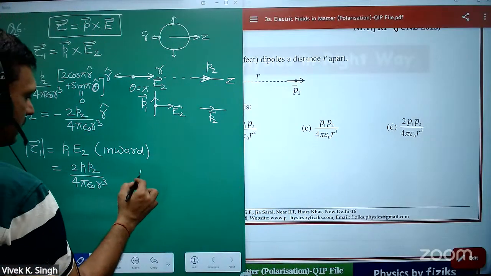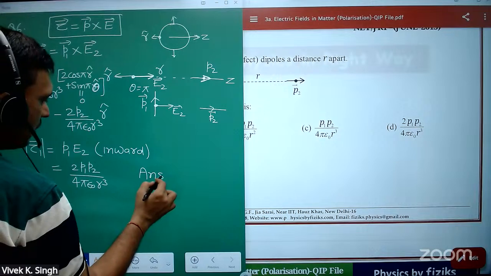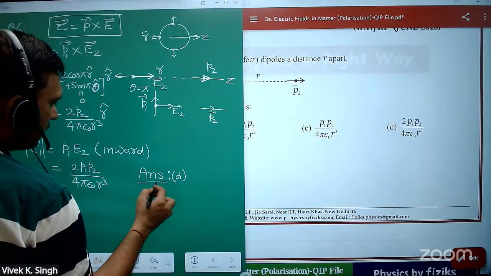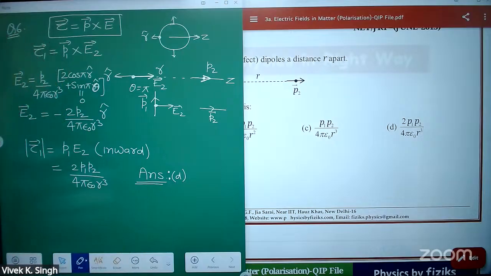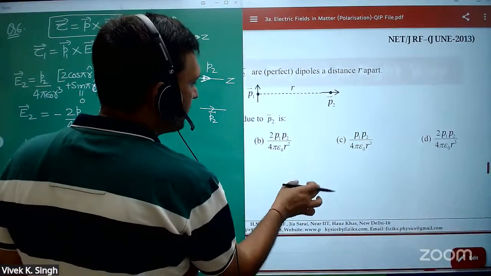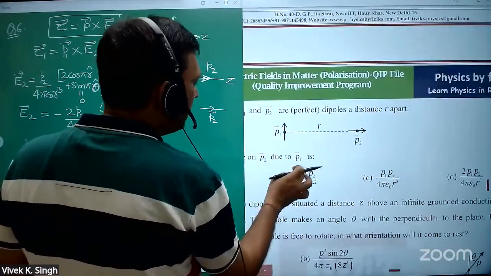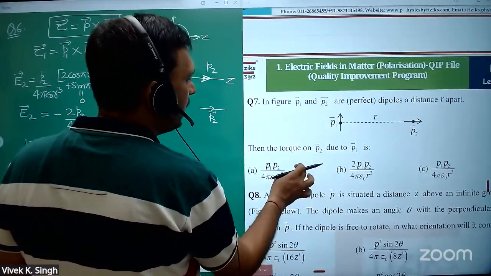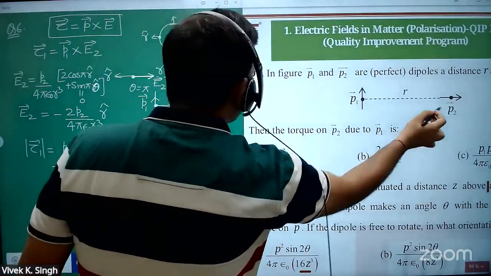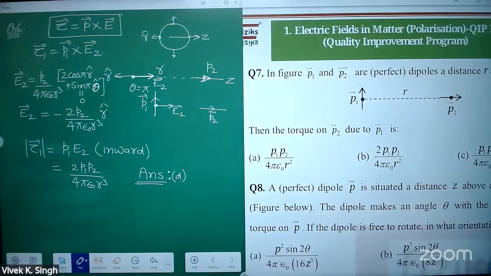In this case, option D is correct. Clear? 2 P1 P2 by 4 pi epsilon naught r cube. Similarly, there is another question. Now you have to find the torque on P2 due to P1. Let's check. Torque on P2 due to P1.